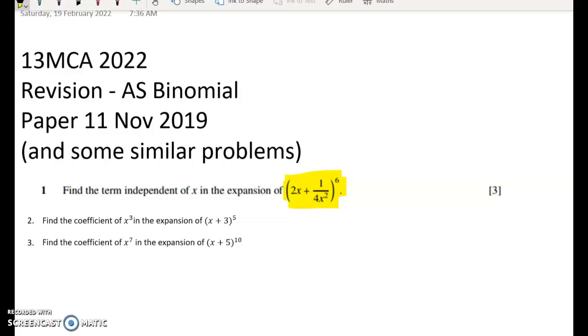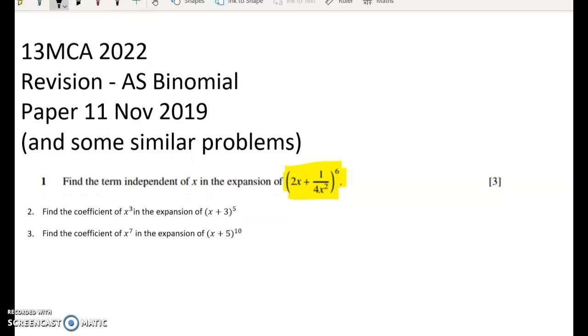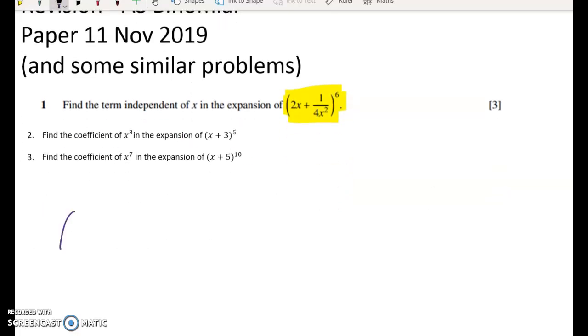Now, the expansions I'm doing in this are AS ones, so we're working with positive integer powers only, and we're going to be using Pascal's triangle quite a bit. Let's look at this first one. We've got (2x + 1/(4x²))^6, and we're looking for the term independent of x.